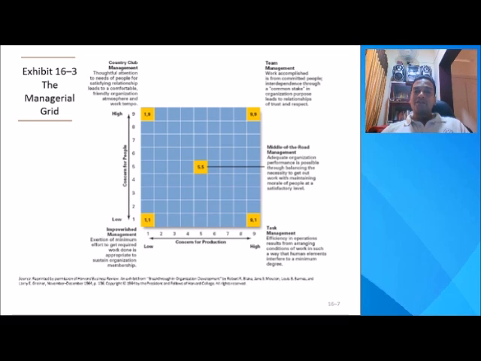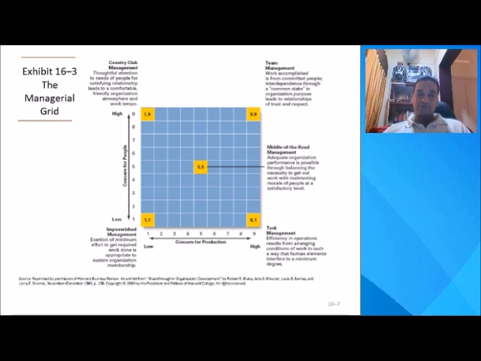Then you have the ideal situation, 9-9, where the leaders will exhibit high concern for people as well as high concern for production, which is called team management. So the work is accomplished by committed people. There is a lot of interdependence. Common goals are set. There is a common stake in the organizational purpose. So there is mutual respect. There is excellent performance.